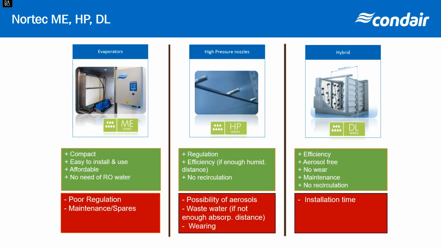Going from left to right, we have the ME evaporative style humidifier. It's a very compact humidifier. It also delivers good humidification, but not tight control. So if you're looking at just maintaining plus or minus, say, 10% RH in your space, it's a good fit. It also comes with the benefit of delivering cooling, just like any of the other adiabatic solutions in this offering.